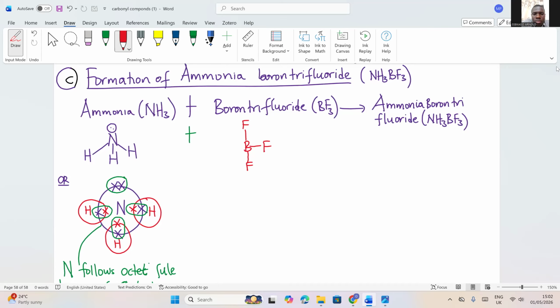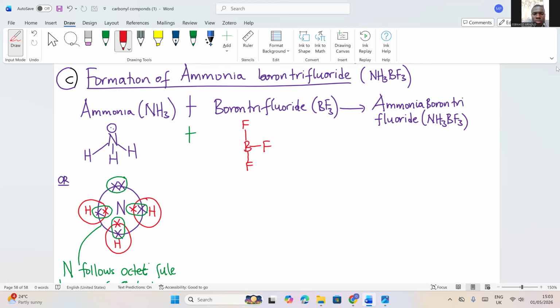Now you see how I am writing boron trifluoride. One can ask, why are we not having lone pairs of electrons in boron? Don't forget that this is why they are not there. Boron is element what?